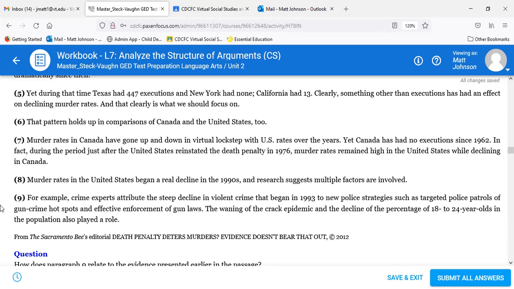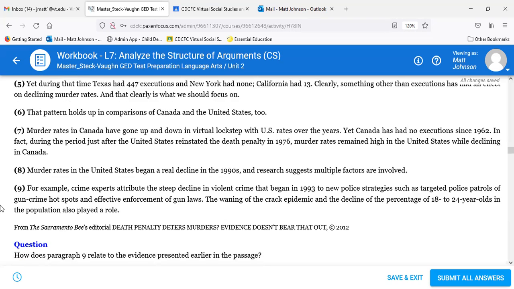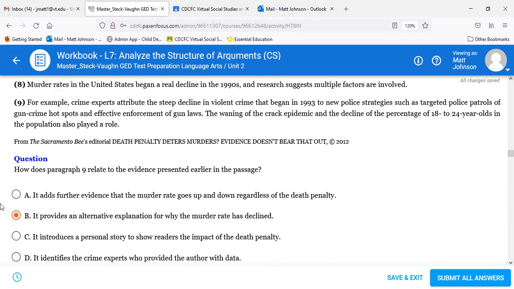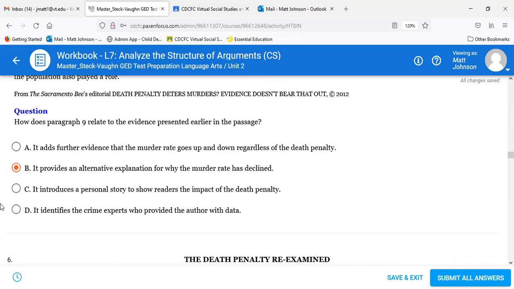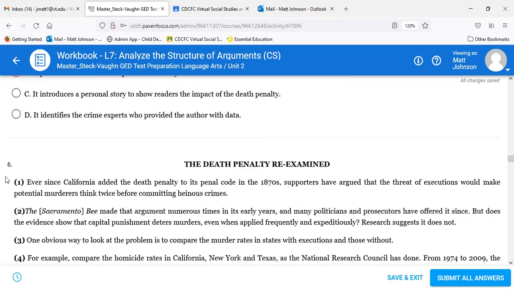So, in violent crime: more police patrols in violent areas, gun crime hotspots, and effective enforcement of gun laws, and the waning of the crack epidemic. That was linked to a lot of violent crime. So the decline in that, and the decline in that murderous 18 to 24-year-old population, and that violent crime among younger adults. So there are other links to it, is basically the point there. B for number 5.